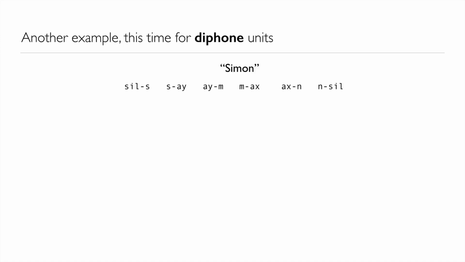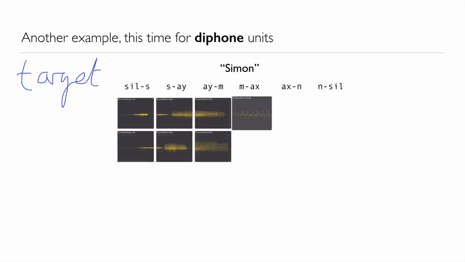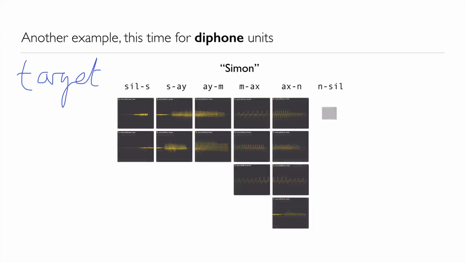In diphone units, I'll run the front end in the same way. So I've rewritten the segments as diphones. So that's now my target sequence. And I'm going to go and retrieve diphone candidates from the database. Each of these candidates has a waveform and of course also has a linguistic specification. And in the independent feature formulation, it's only the linguistic specification that we're going to use for comparison.